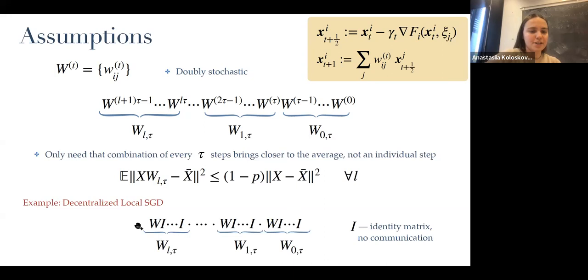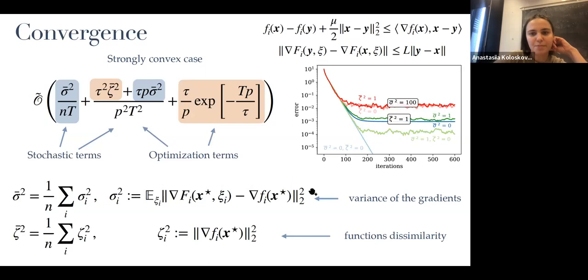Okay, and so for example, this would allow to have this decentralized local SGD, where you use a disconnected matrix for tau minus one steps, and only on the tau-th step do you average with matrix W. So this is based on one of our papers, and we prove convergence rates for this unified framework in strongly convex, convex, and non-convex cases. You can find it in the paper, and here on the slides I just put the strongly convex case for simplicity.